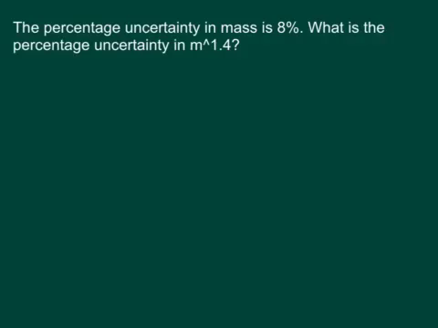Here's a question on percentage uncertainty which involves exponentiation. The percentage uncertainty in mass is 8%. What's the percentage uncertainty in mass to the power of 1.4? So here's how we do this question. And again, we don't need to list the givens, but I will just for clarity. The percentage uncertainty in mass is 8%. The percentage uncertainty in mass to the 1.4 is the unknown.